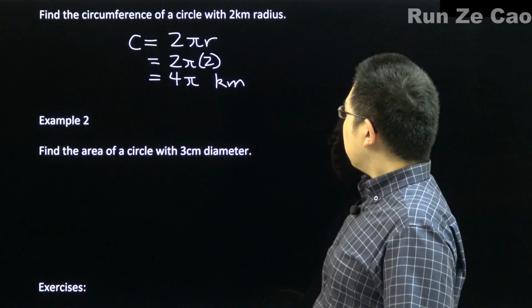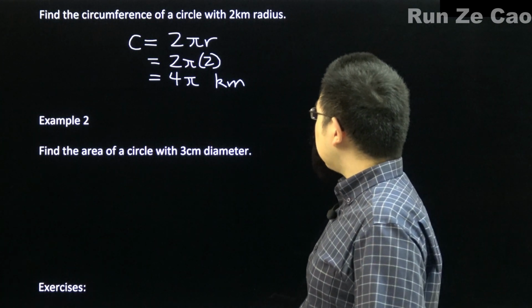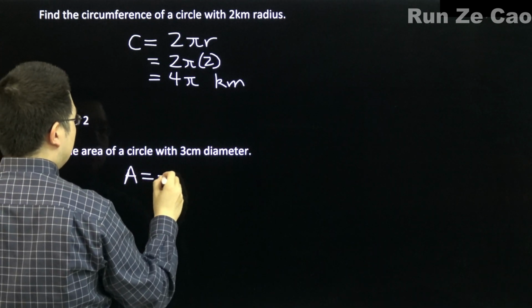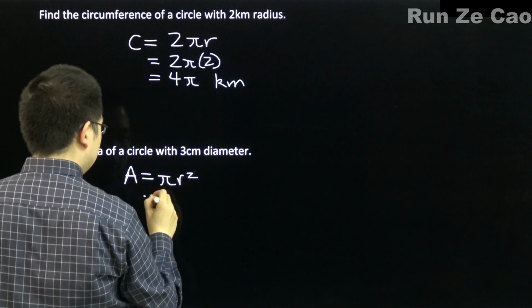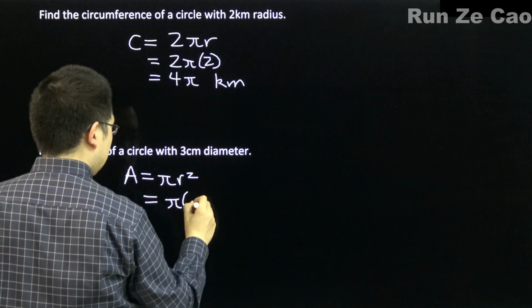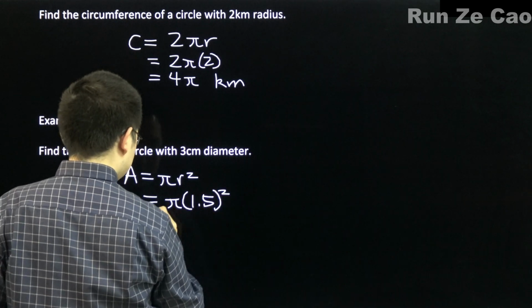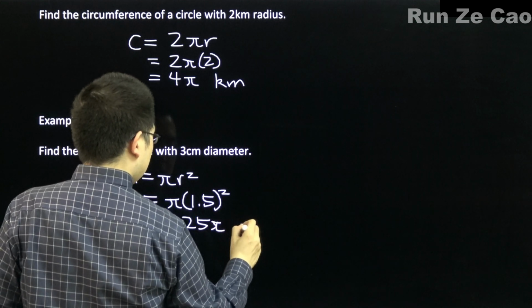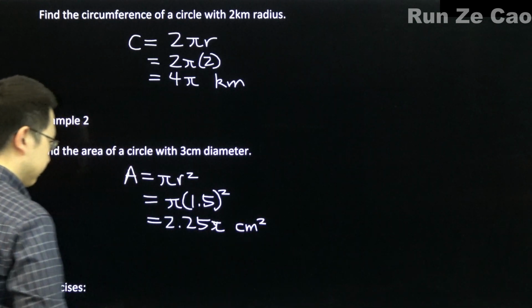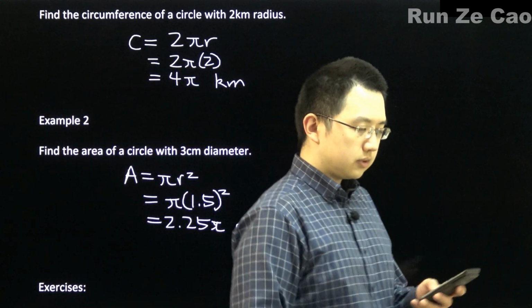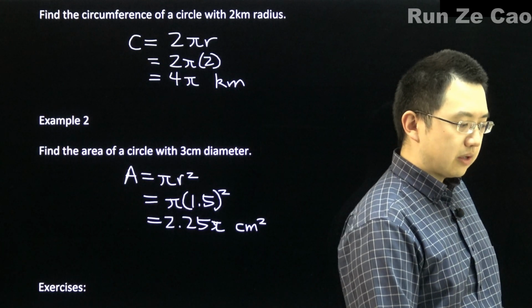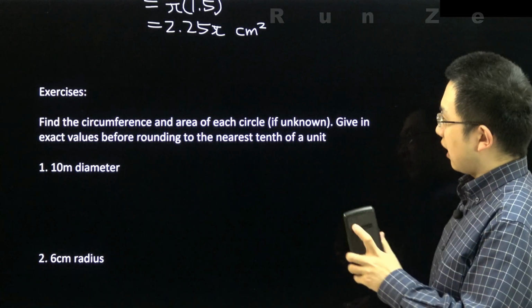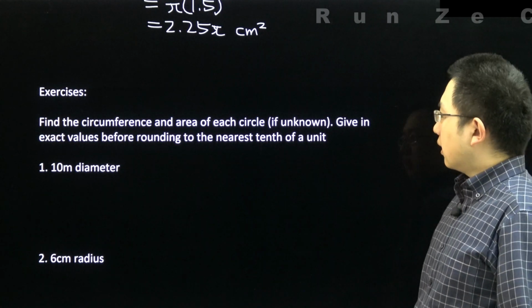Now, for the area of a circle with 3 centimeters diameter, you would want area equals pi r squared, which is going to be pi times 1.5 squared, or 2.25 pi centimeters squared. So yeah, if your teacher wants approximate values, this is it. Or some sort of scientific calculator is it. Now let's do some exercises.